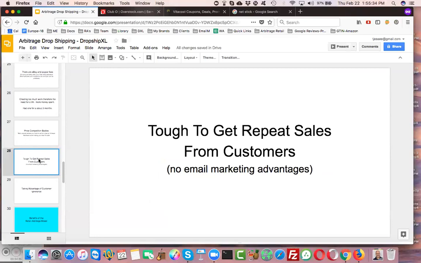So yes, it's also tough to get repeat sales from customers. When they buy from you through Amazon or eBay, you've got to be able to have systems in place, especially from Amazon. They don't give you the person's email. With eBay, they do, but you still have to work with them to try to get that person to come back. And usually they don't. They just go straight to eBay again, just buy something else. And so there's very little email marketing advantage.